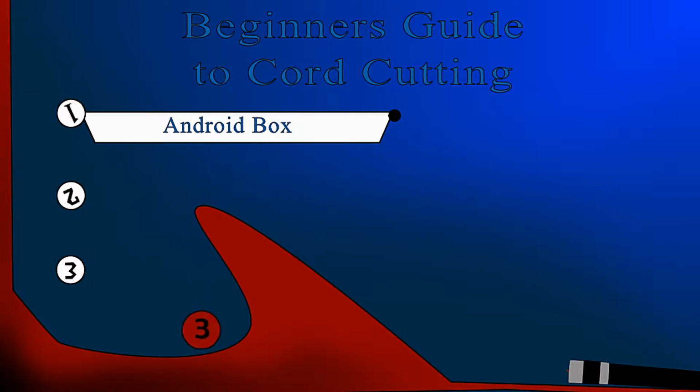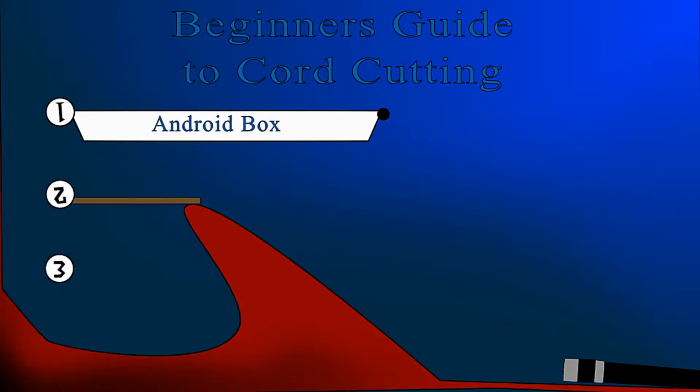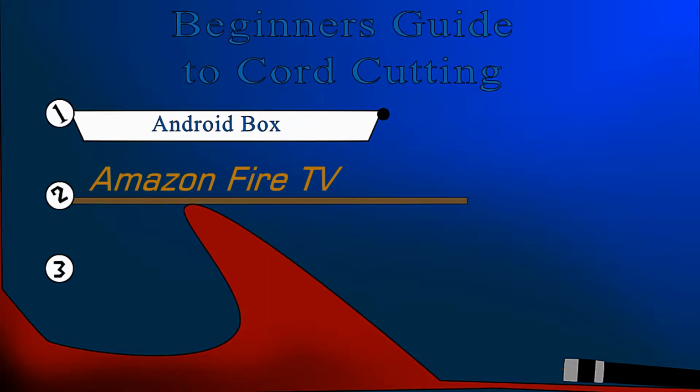So the next streaming device we're going to talk about is the Amazon Fire TV Stick. Now Amazon makes a few other devices. They also have the Fire TV Recast, which is for cord cutters, and it connects to an existing Amazon device such as the Fire TV Stick or the Fire TV Cube, which is the third device.